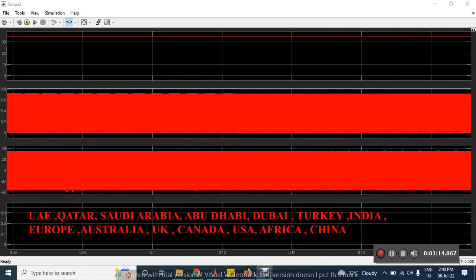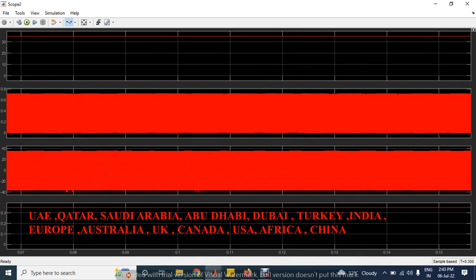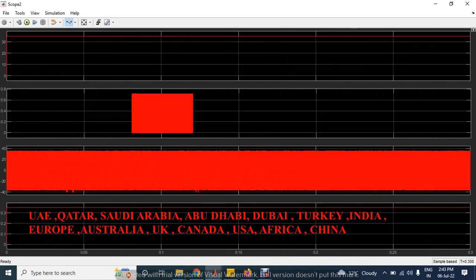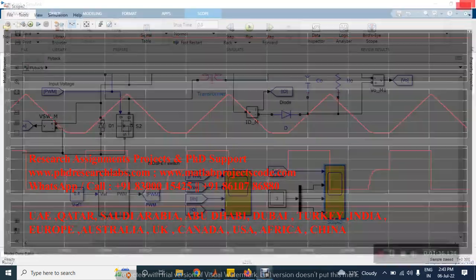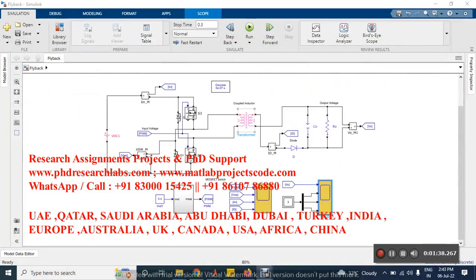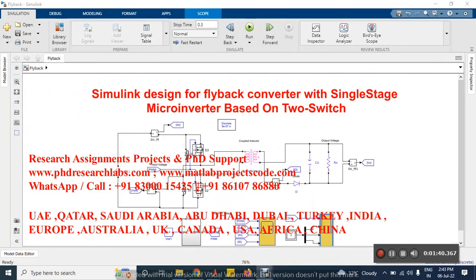Here we can see that our input is 36 volts, so the output also provides the same 36 volts at the resistive load, and this is the transformer current and transformer voltage. So this is topology 1, using a two switch based DC to DC flyback converter.